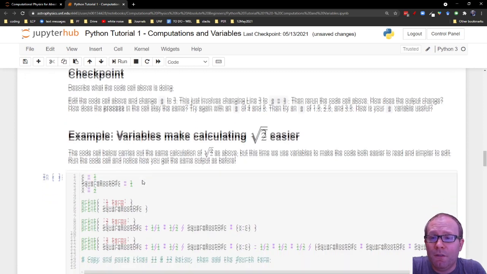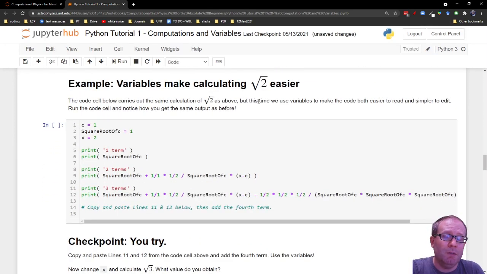Well, we can use variables to make our calculation of square root of 2 much easier, right? Because I had all these 1's and 2's flying around, and it's really difficult to keep track of what all the 2's are. Like, is that just from a half from the derivative, or is it a 2 meaning the value of the square root that I want?